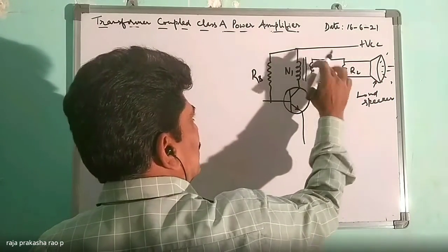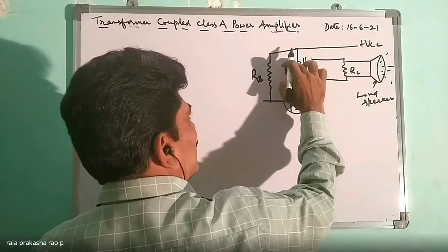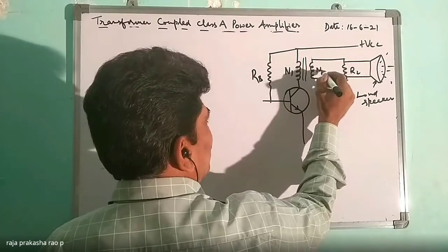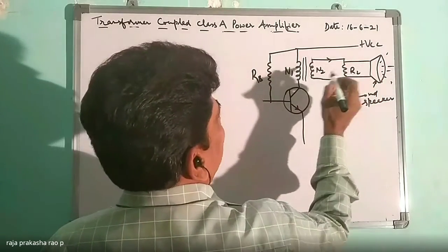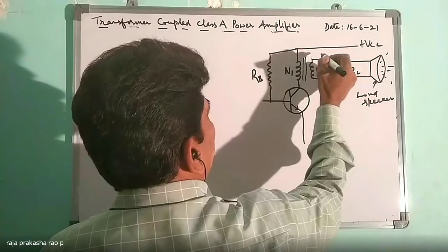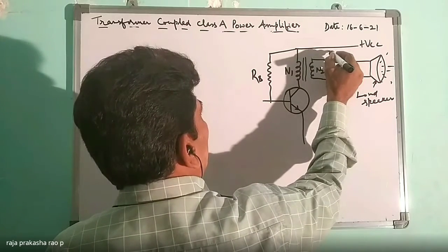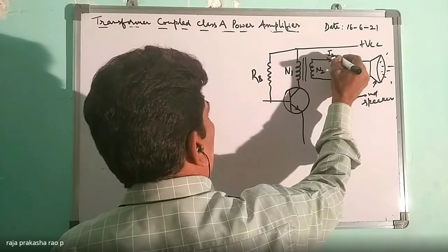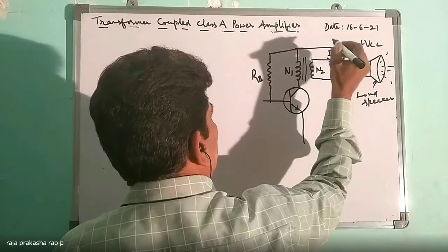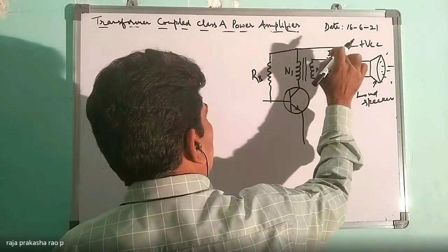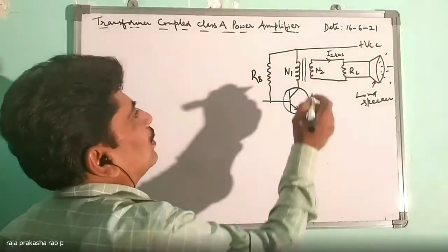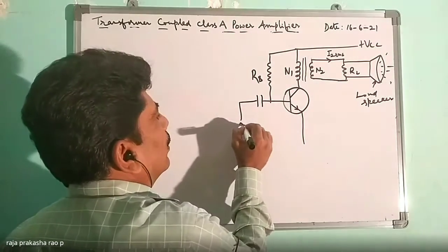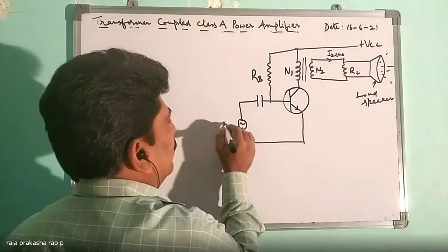I have already discussed about this transformer symbol. This is primary, number of turns of the primary are N1 and N2 is the number of turns of secondary. This current will be flowing in this, I to RMS.